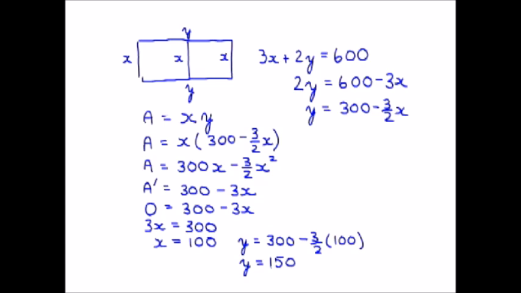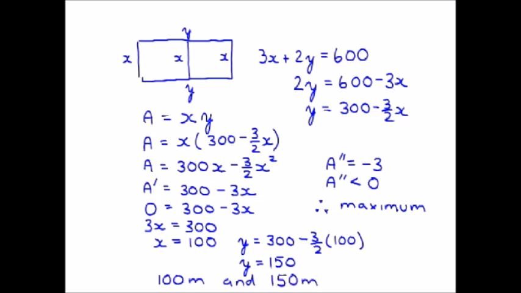Now, the only thing I have to check on is: are these indeed the values that maximize my area? So I take my second derivative, A double prime, which happens just to be equal to negative 3. So it doesn't matter what value of x I choose, my second derivative, A double prime, is always less than 0 because it's always equal to negative 3. So because that second derivative is negative, we know that we are indeed dealing with a maximum. So we can conclude that the dimensions of the lot are 100 meters by 150 meters.